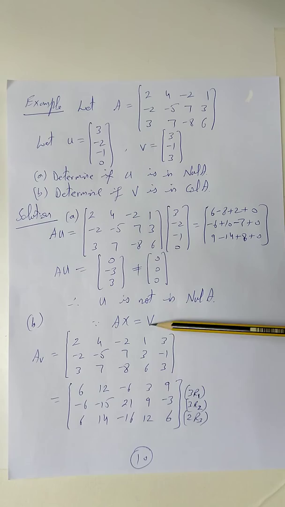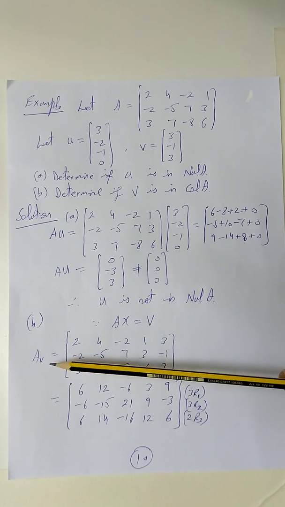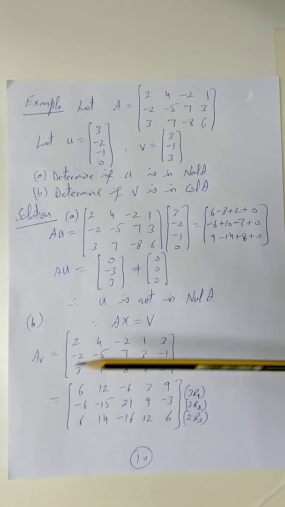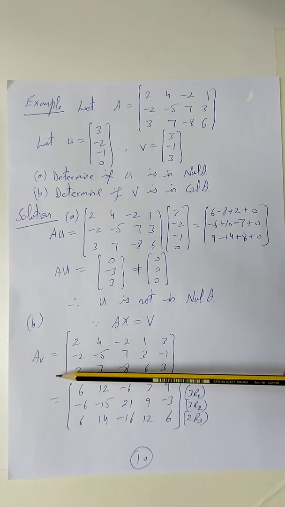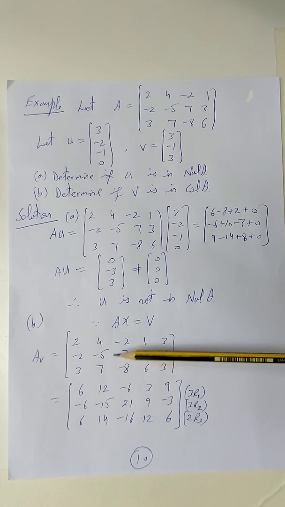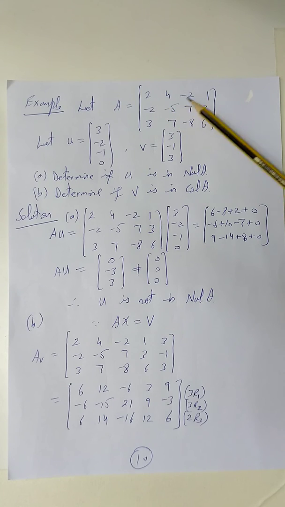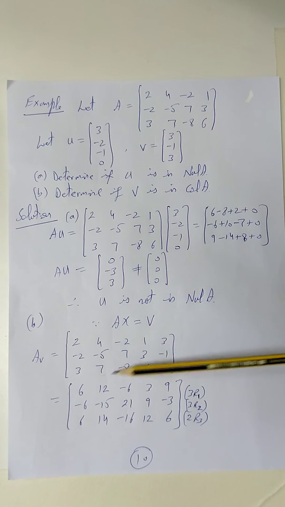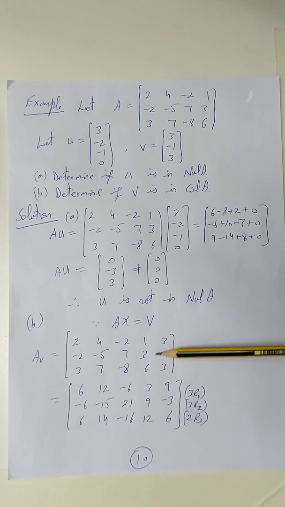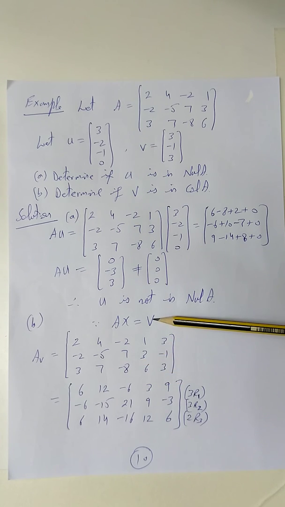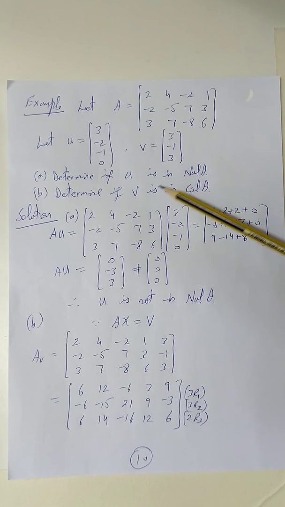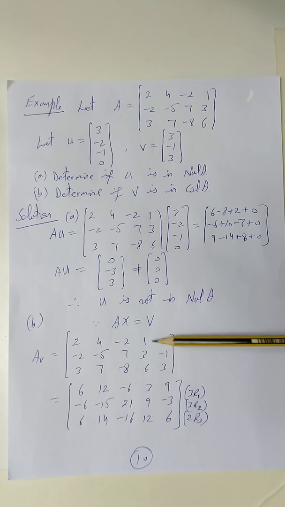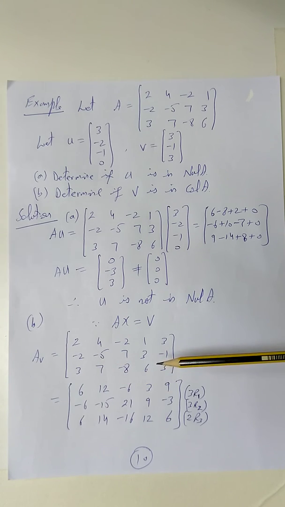So we will write the augmented matrix [A b]. In previous lectures we wrote this as the augmented matrix. Your augmented matrix is: 2, 4, minus 2, 1; minus 2, minus 5, 7, 3; 3, 7, minus 8, 6. So you have written this, and then here we have written the vector v, which is (3, minus 1, 3), because we want to check if v is in column A or not. This is the augmented matrix, the same as we have done many times in our previous lectures.